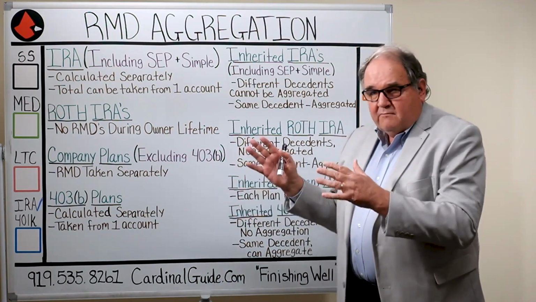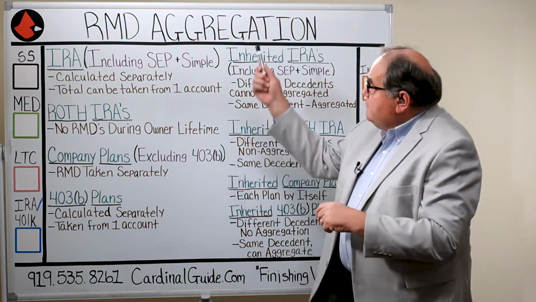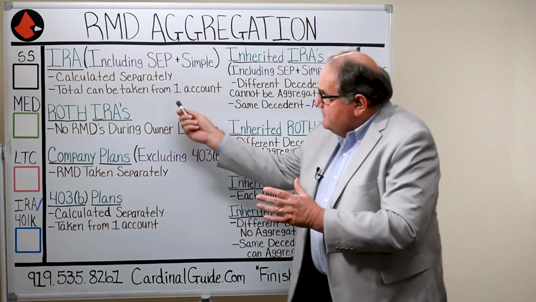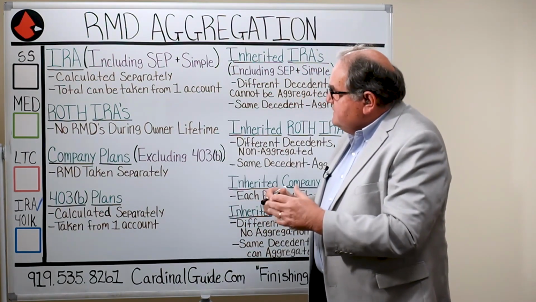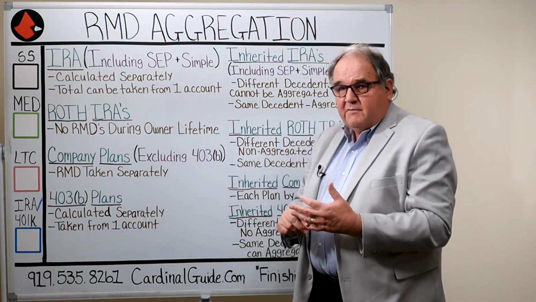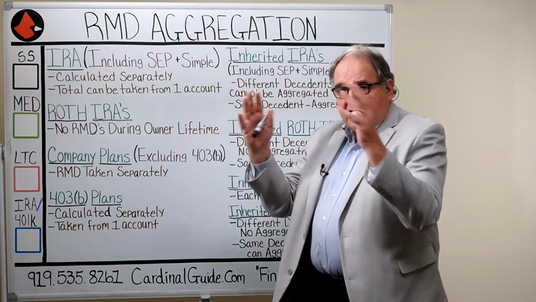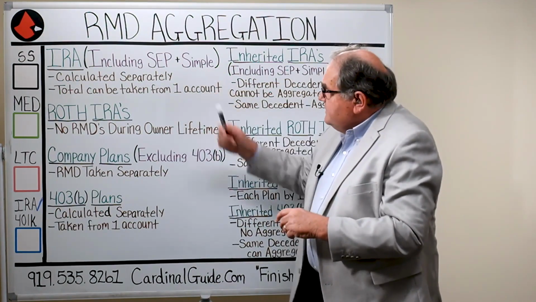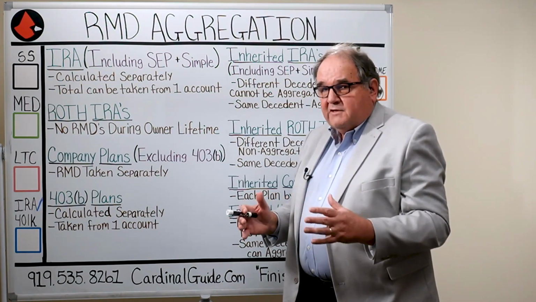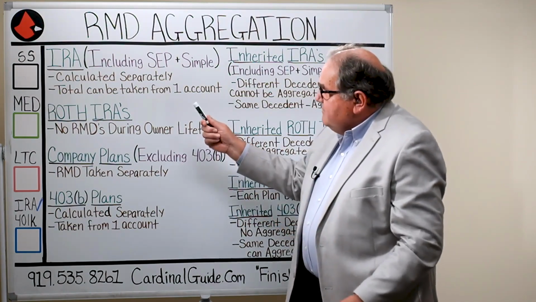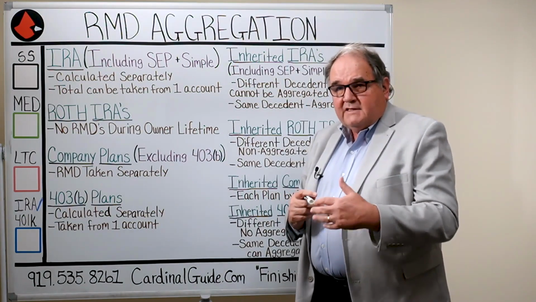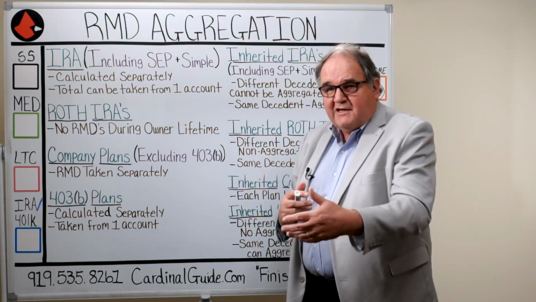So that's what this whole video is about: what can you aggregate and what do you have to keep separate. The first category we're going to go into is the traditional IRA, which would include your SEPs, the Simplified Employee Pension, which is just kind of a blown-up IRA, or the SIMPLE IRA. All of those can be aggregated. If they're pre-tax and they're all on the same person, you have to calculate the RMDs separately. And many times the custodian will do that for you in your January statement.